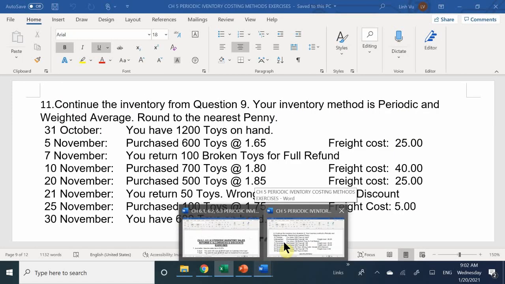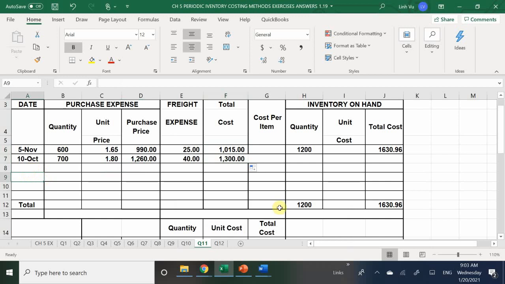Then November 20th, I keep saying October, I'm sorry. November 20th, we purchased another additional 500 toys at $1.85. Freight is $25. What's my total purchase price here? $925. Okay, good. And then plus my $25 freight gives me 950. Good.